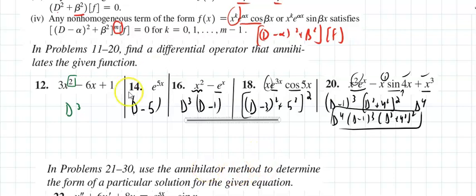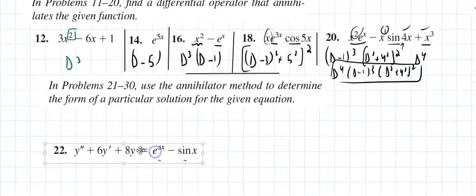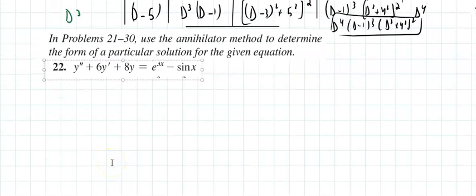Now, to show how annihilation works, it's really nice. You don't need to worry about modifying. It figures that out on its own. So if I really wanted to use annihilation for this, this gives d squared plus 6d plus 8.